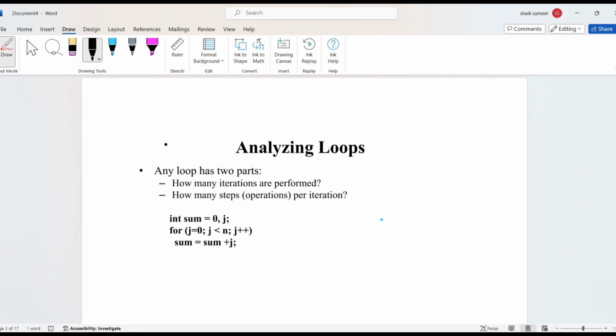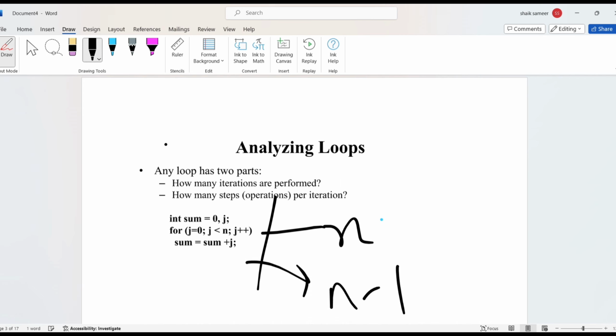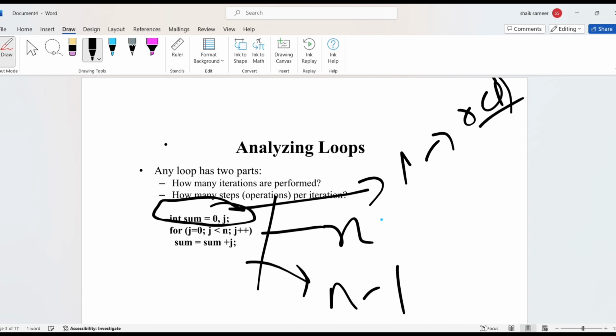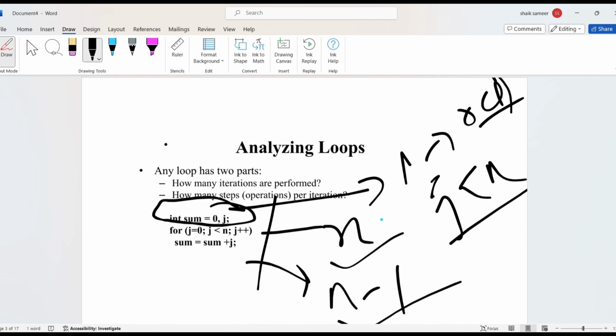From these two parts we can analyze loops. For example, see how to analyze this loop. The loop test runs n times, and the statements run n minus 1 times. By looking at this statement, you can tell it is a constant time statement, so it is big O of 1, running only one time per iteration. How do we say the test runs n times and the body runs n minus 1 times? It is given that j less than n, so the loop will run while j is less than n. Understand these statements very carefully.